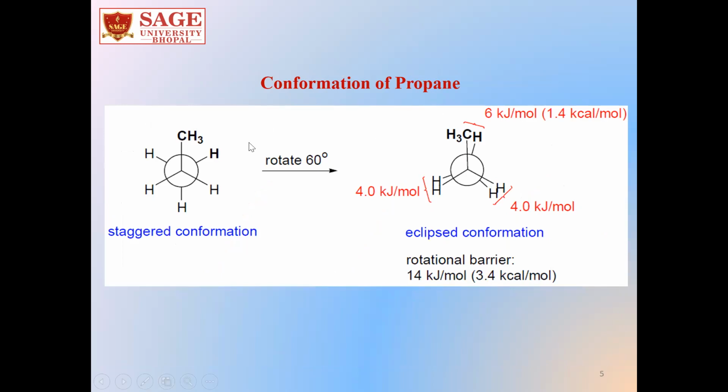Now, if we go to propane, in propane one methyl group is present. So let us consider the methyl group is present on the front carbon. Again, this conformation is a staggered conformation. If we rotate by 60 degrees, we will get the eclipsed conformation. So hydrogen eclipsed, 4 kilojoule. Here also hydrogen eclipsed, 4 kilojoule rotational barrier. But when the hydrogen is eclipsed with a methyl group, the rotational barrier is now more, so it is 6 kilojoule. So in this case, we can see the torsional strain is 6 plus 4 plus 4 equals 14 kilojoule per mole.